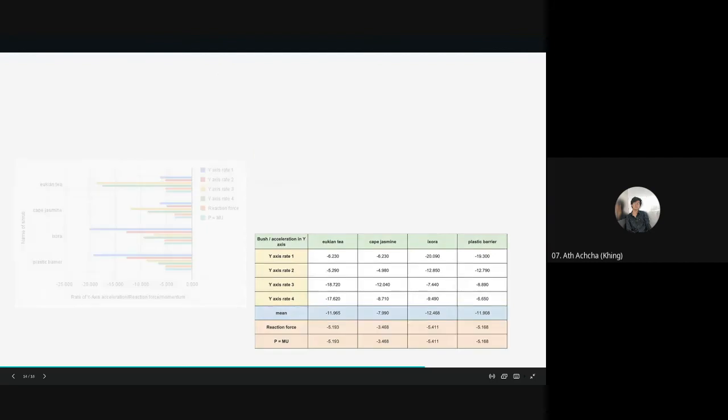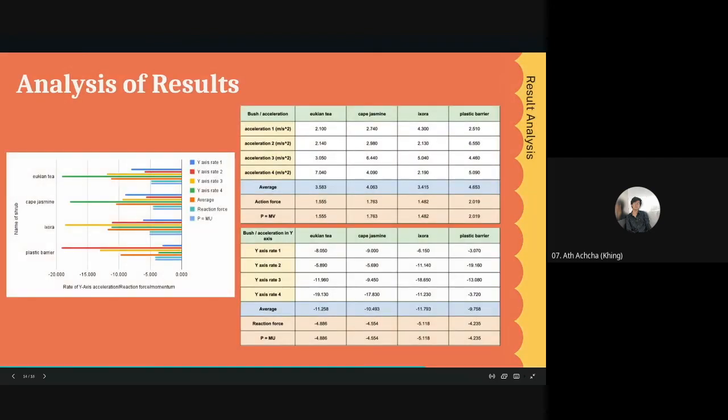And the second analysis of the results is from experiment 2. Same as the previous one, the graph shows the rates of the y-axis acceleration, reaction force, and momentum. In the table, these are the real numbers that we get from the sensor in the application. You can see in the graph that the average of the number and the value is quite similar.